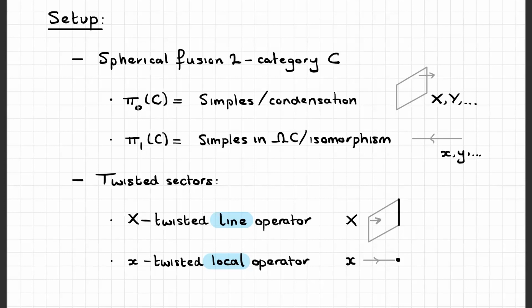And again, there are 2 homotopy groups of the category. One is pi 0, and this is now computing simples up to condensations. It's slightly different than for fusion 1-categories. On the other hand, we also have pi 1 of the fusion 2-category, and that's computing simples in endomorphisms of the identity modulo isomorphism. But these two gadgets here, pi 0 and pi 1, are capturing basically surfaces modulo condensation and lines up to isomorphism.